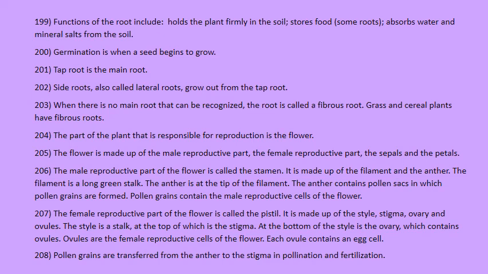Germination is when a seed begins to grow. Taproot is the main root. Side roots, also called lateral roots, grow out from the taproot, that is the main root. So lateral roots grow out from the main root or from the taproots.